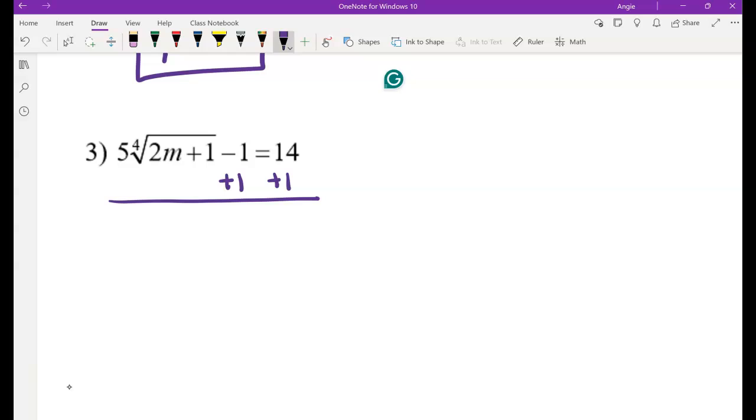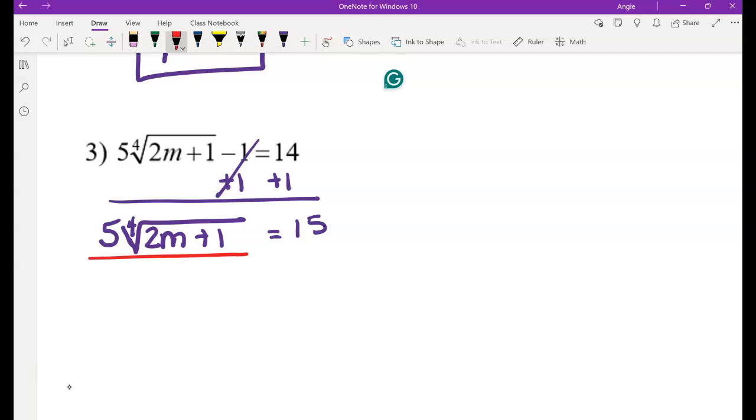There isn't anything special about isolation, okay? You add or minus first. Remember, if there's a fourth root, you write the 4 right in the little pocket. So 5 times the fourth root of 2m plus 1 equals 14 plus 1, which is 15. Next, we're going to divide both sides by 5. 15 divided by 5, so that's going to be the fourth root of 2m plus 1 equals 3.